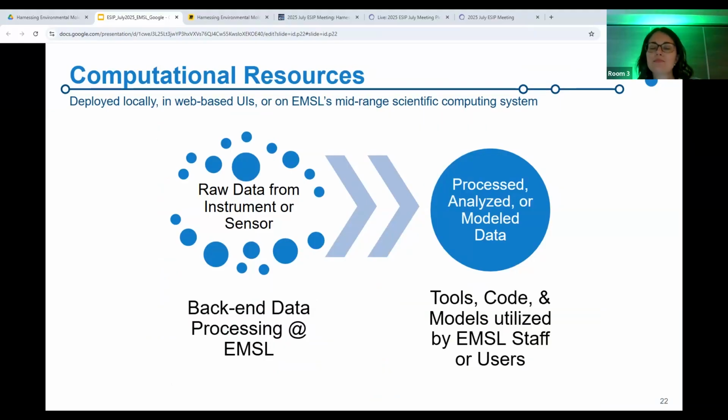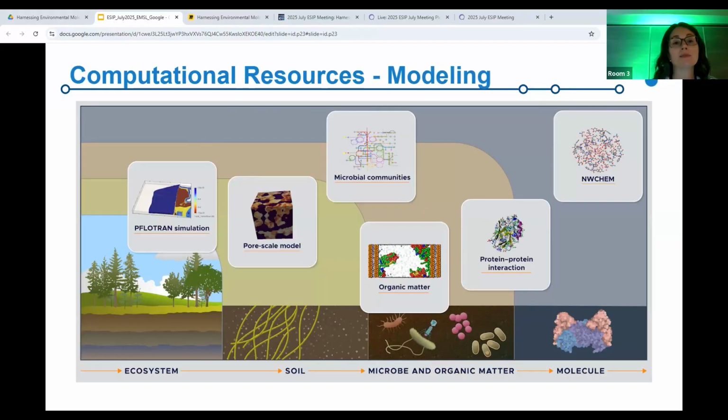And all of these things interact with data across the whole workflow, right? Starting from when data comes off of an instrument or is detected by a sensor, and going all the way through modeling and statistical data analysis. In the modeling space, we work across the scales that were mentioned earlier and have expertise in pore and reactive transport modeling at the ecosystem level, all the way down to computational chemistry modeling at the molecular level.